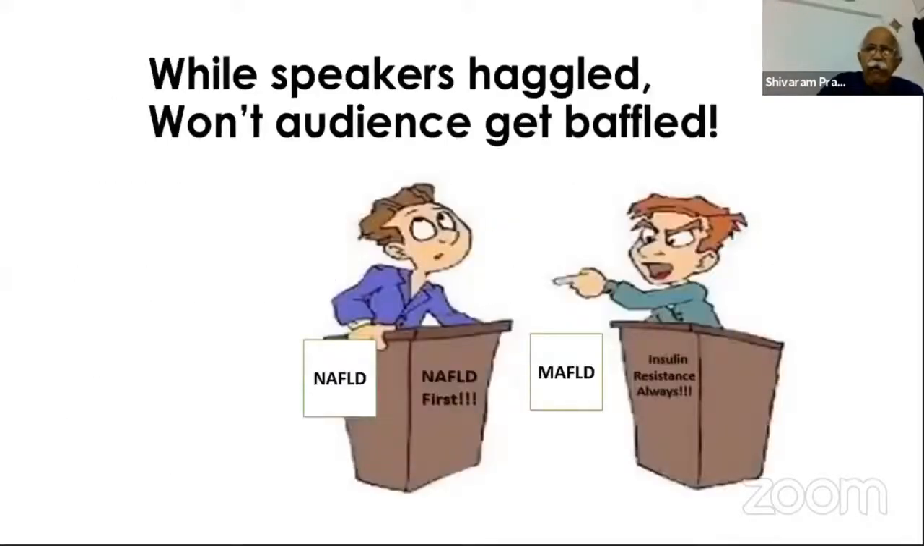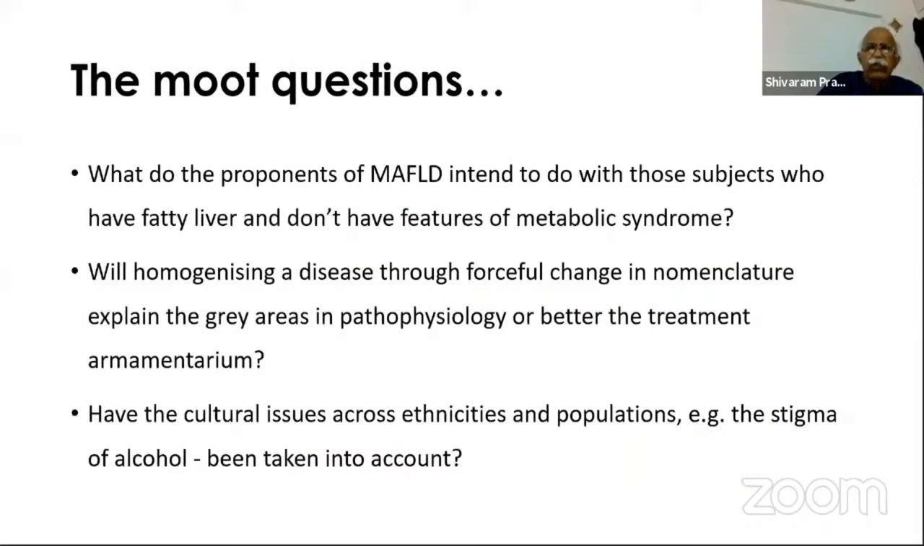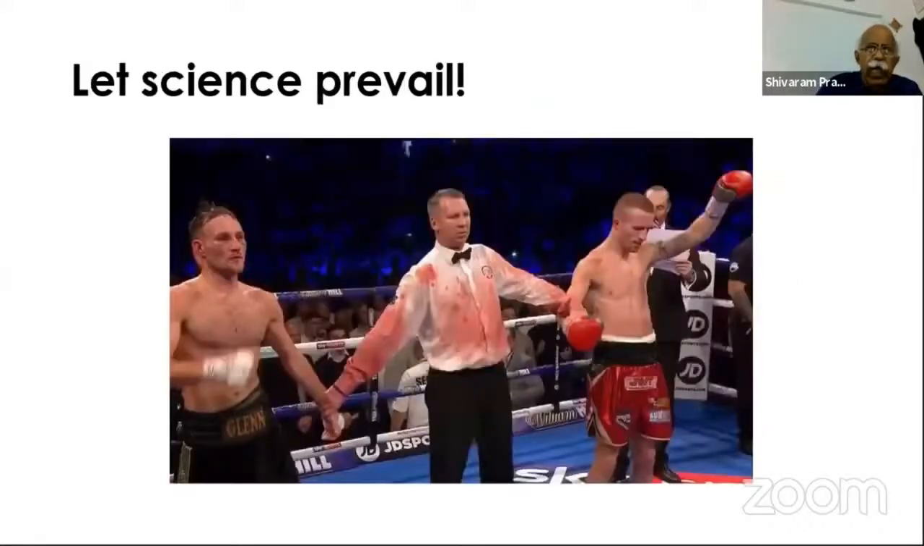So while speakers haggled, won't the audience get baffled in this debate between NAFL and MAFL? The moot question is, what do the proponents of MAFL intend to do with those subjects who have fatty liver and don't have features of metabolic syndrome? With homogenizing a disease, you make it look homogeneous. You yourself say it's a heterogeneous problem, and how can a name make it homogeneous? Besides, have the cultural issues across ethnicities and populations, the stigma of alcohol, been taken into account? No, they haven't.